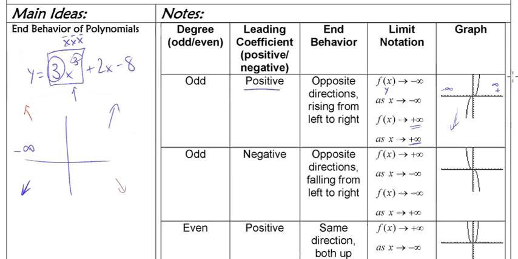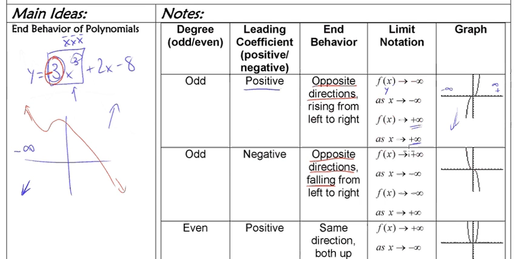All right, so similar situation. What if our degree is odd, but the coefficient is negative? So this time I changed it to -3. Here, it's still going to go in opposite directions. Notice that if the degree is odd, it's always going to be in opposite directions. That part didn't change. What changed was that last time it was rising from left to right. This time it's falling from left to right. So it's going to be more along this line here.